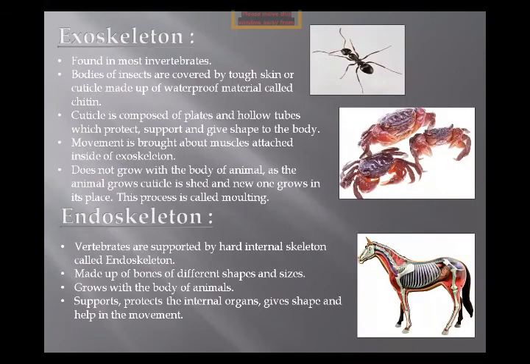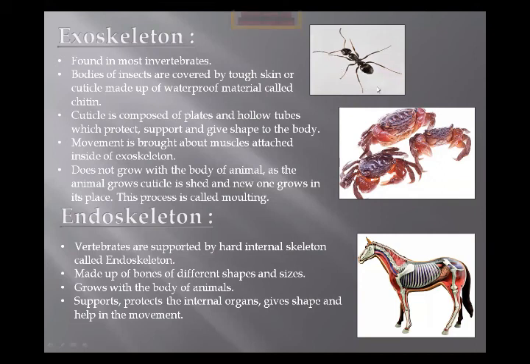We learned the types of skeleton, that is the endoskeleton, which is present inside the body and found in the vertebrates. We learned that the endoskeleton can grow with the growth of the animal body. We learned about the exoskeleton, which is found in the invertebrates. In the picture of invertebrates, you can see the ant and the crab.